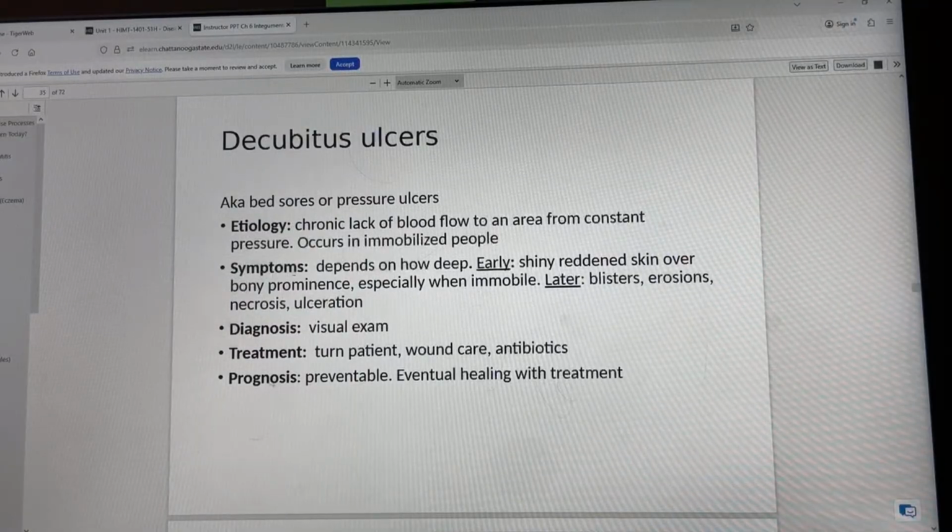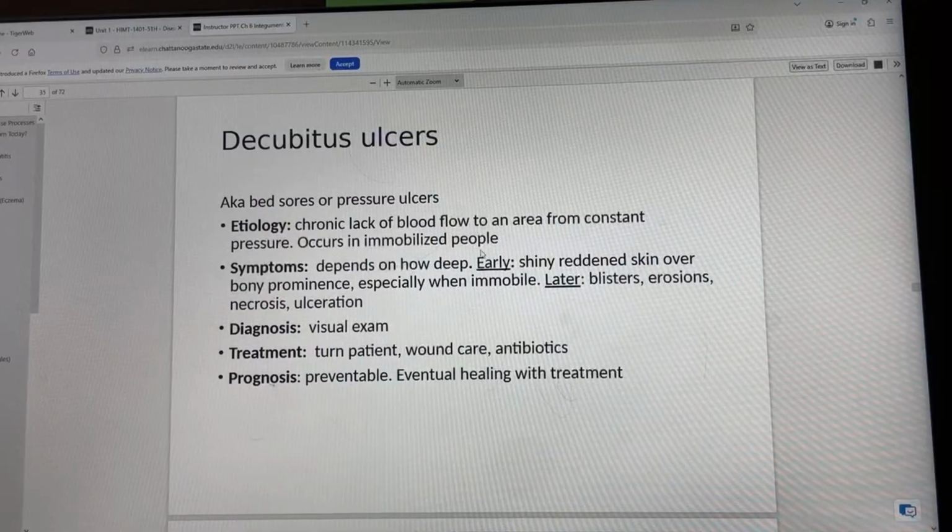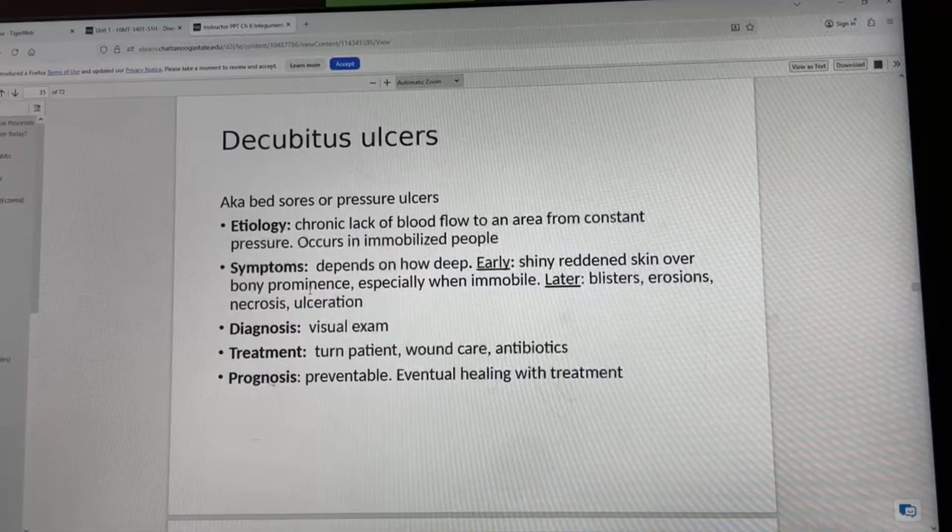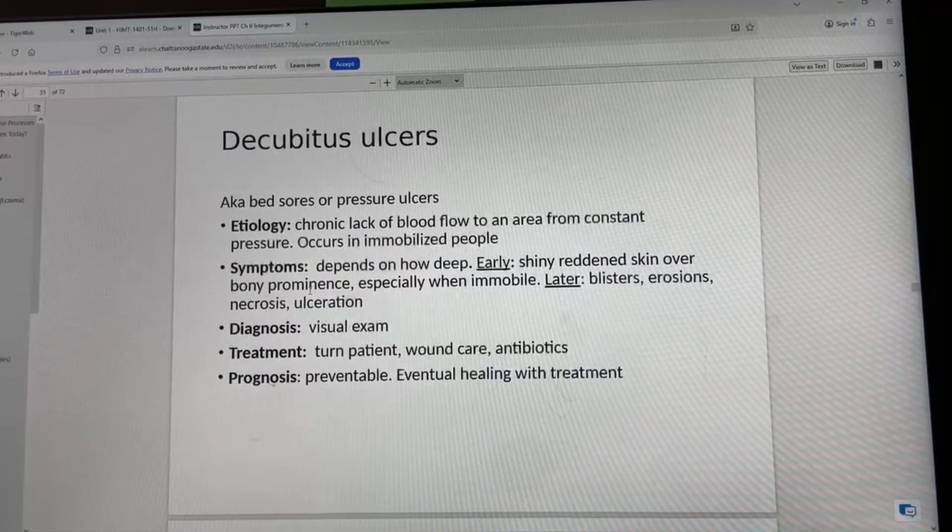So back to the symptoms, depending on how deep it is. In the early stages, they're going to have shiny reddened skin, and they're typically over areas of bony prominences. Anytime there's a sharp bone underneath, like your butt bone or your heels, because if you're lying in bed, your heels are resting on the bed, and if they're just lying there constantly, that heel bone is going to be pressing into your skin.